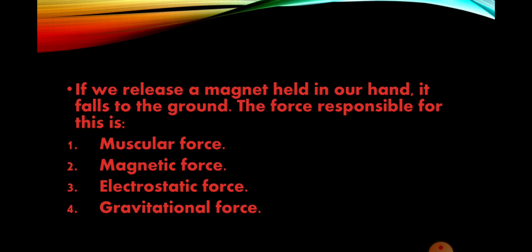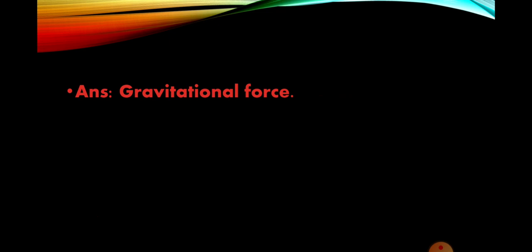If we release a magnet held in our hand, it falls to the ground. The force responsible for this is... You have to tell which force is responsible for the magnet in our hand to fall on the ground. The options are muscular force, magnetic force, electrostatic force, and gravitational force. Obviously, you all know the answer, that the answer will be gravitational force. Each and everything gets attracted toward the earth because of gravity. Very good. So let's move to the next one.